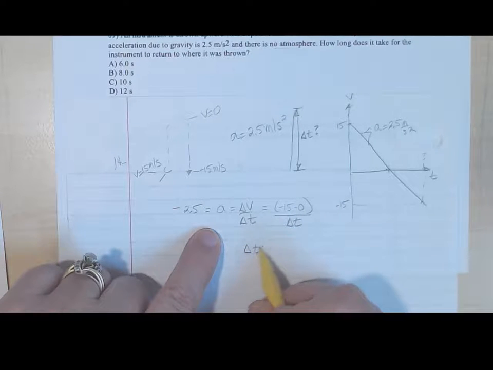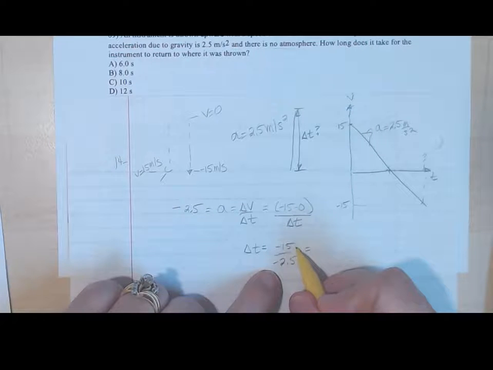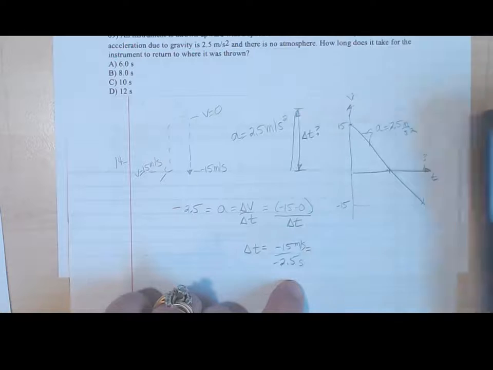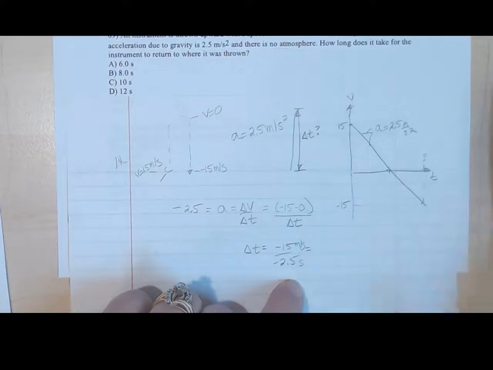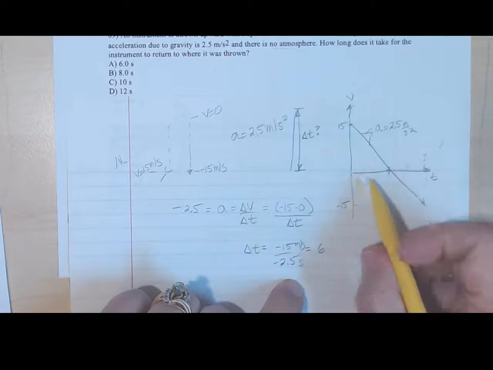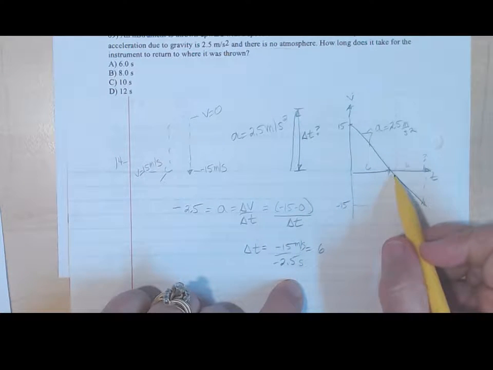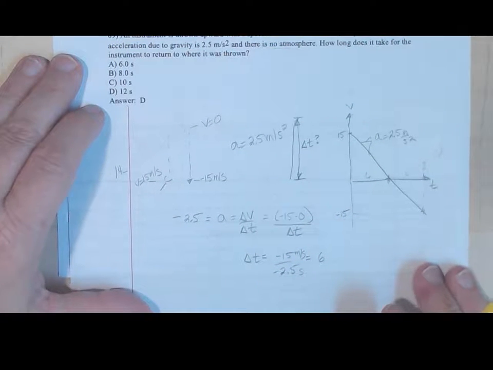So delta t is going to equal negative 15 divided by negative 2.5, and I'm being lazy, I'm not putting my units in here. Meters per second and seconds. So I get 15 divided by 2.5, which is 6. So from this point where it was 0 to this point down here is 6 seconds. But remember, it doubled, so it was 6 seconds here too. So all total I should have 12 seconds. So the answer should be D, and that is correct.